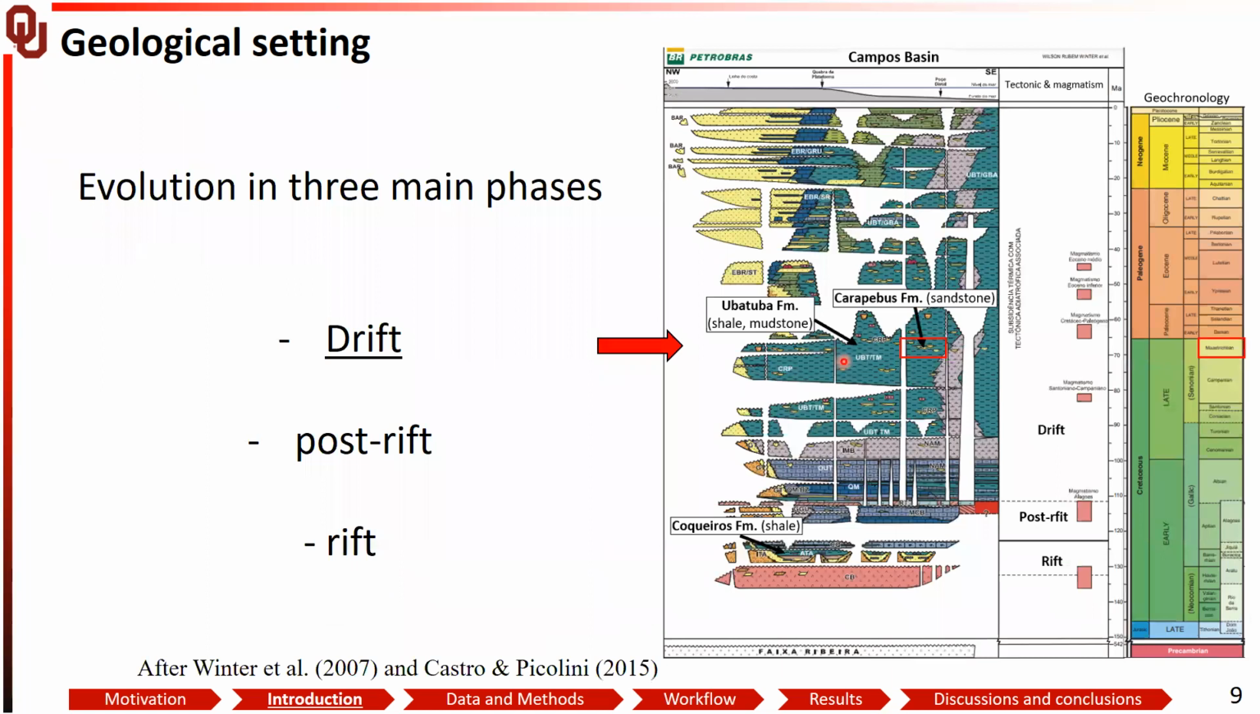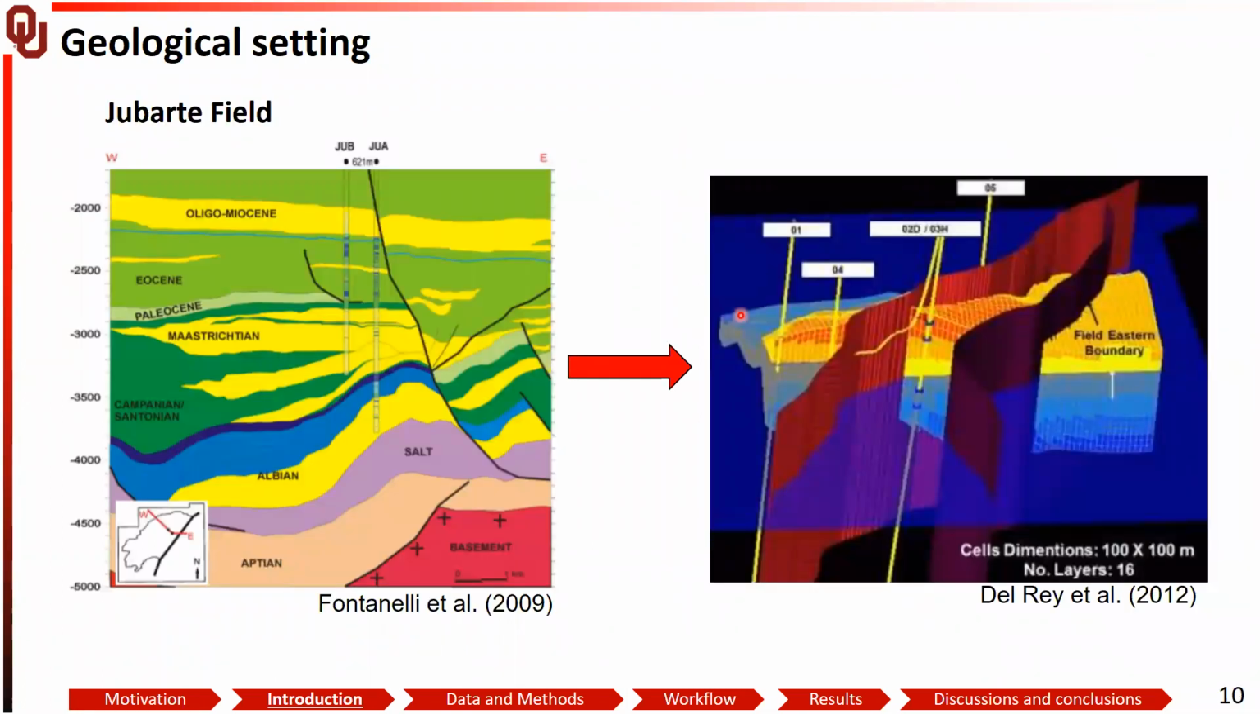And we are going to focus on the Maastrichtian interval. It's located in the drift stage of the evolution. And here we have the two main formations, the Campos formation that contains the reservoirs, and the Ubatuba that includes the adjacent units. And the characterization of this discontinuity is important for regional studies, but also for applied investigations.